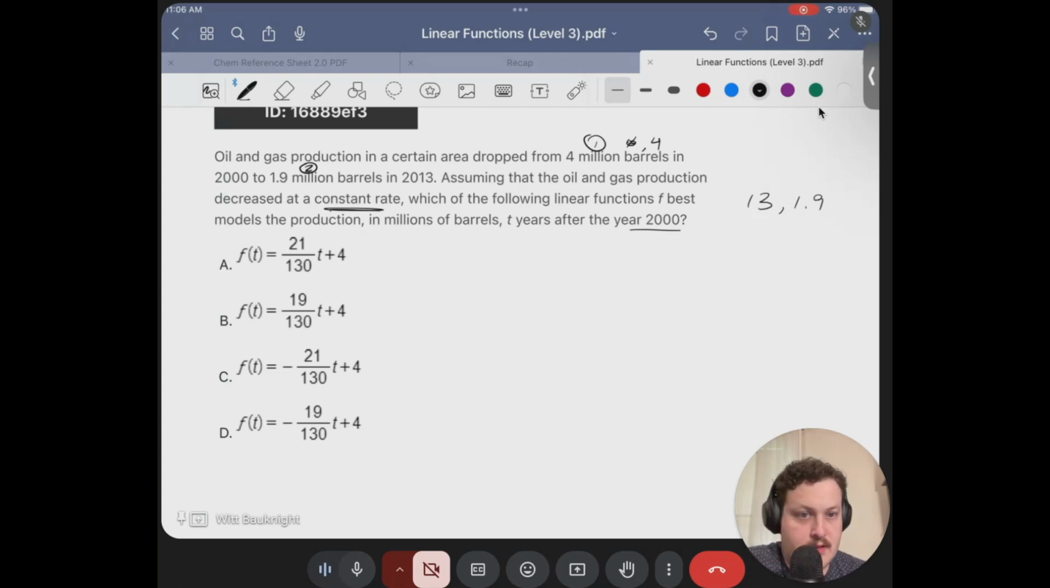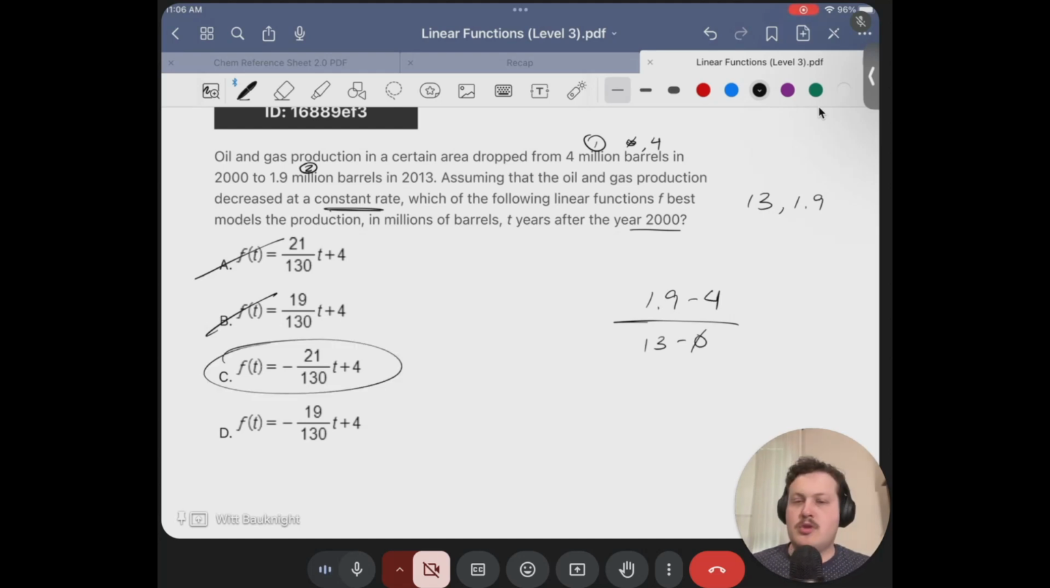All right, so let's figure out slope. Slope is (1.9 minus 4) over (13 minus 0), which should equal definitely a negative value. I get 2.1 on top, or 21 if I multiply both the numerator and denominator by 10. So go with C.